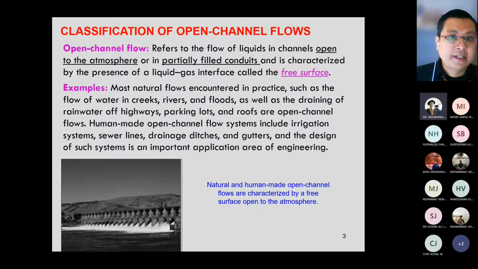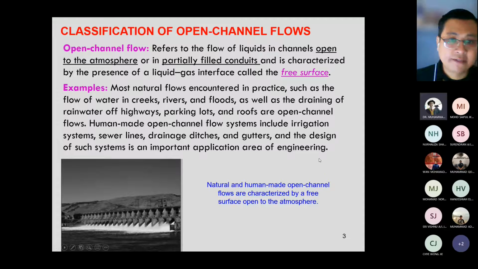Okay, we go to the classification of open channel flow. As we see in the figure, the dam with its flow channel. You can see the fluid will be in contact with atmospheric pressure. So open channel flow refers to the flow of liquid in a channel open to the atmosphere, or in a partially filled conduit, and is characterized by the presence of the liquid-gas interface called the free surface. That's why we call it open channel.